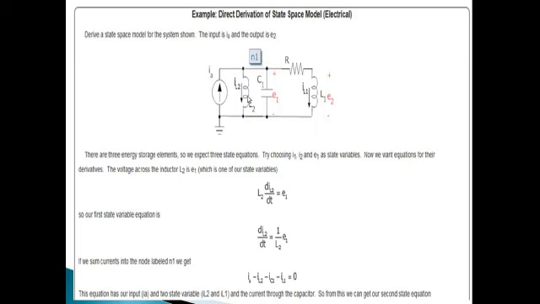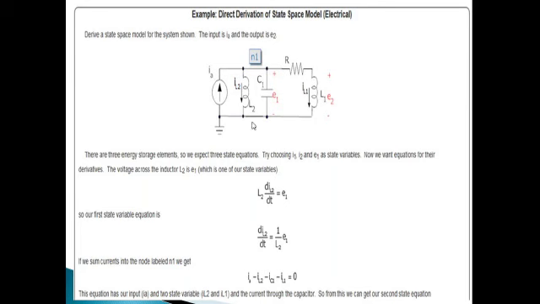And how can you select the state variable? If there is an inductance, the current flowing through that inductor is one state variable. And if there is a capacitor, the voltage across that capacitor is the state variable. Therefore in this case iL1, iL2 and the corresponding e1 are the state variables.